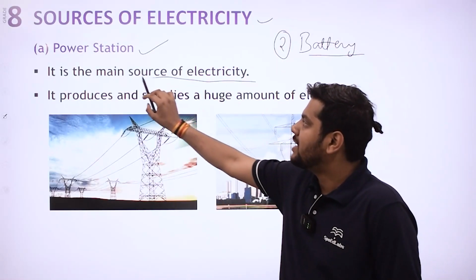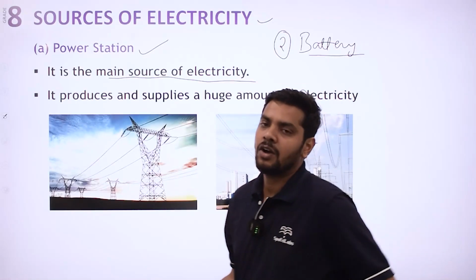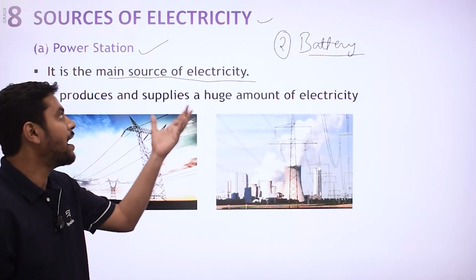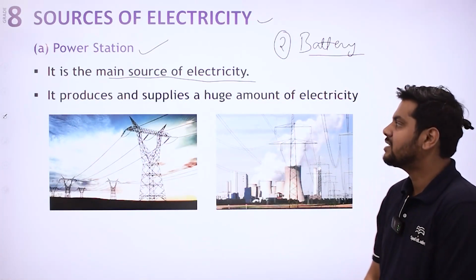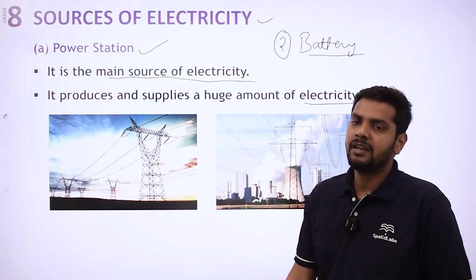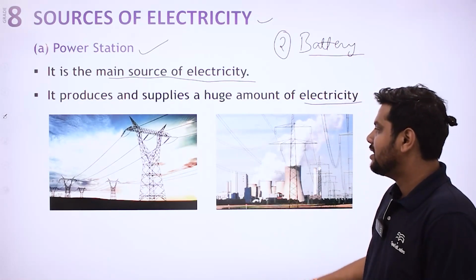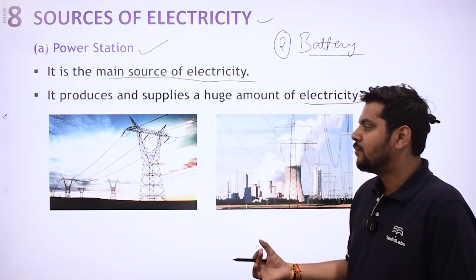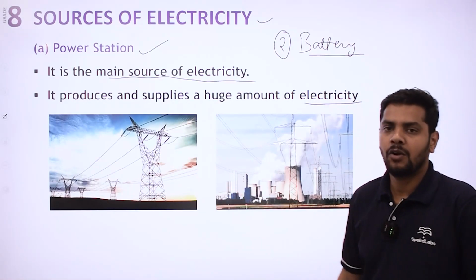The same part is written: it is the main source of electricity. Why? Because all of the needs of electricity are fulfilled with the help of which part? The power station. Next, students, it produces and supplies a huge amount of electricity, as I have already explained. And how does this electricity reach our home? You can see here that there will be long wires and poles present near the roadside. What they do is bring electricity from one section to another section accordingly.